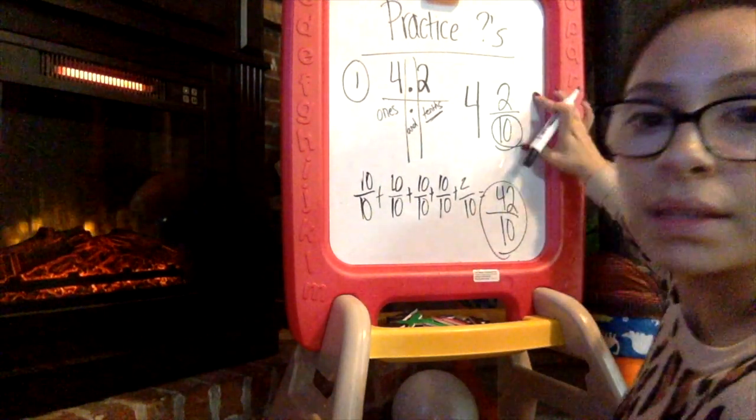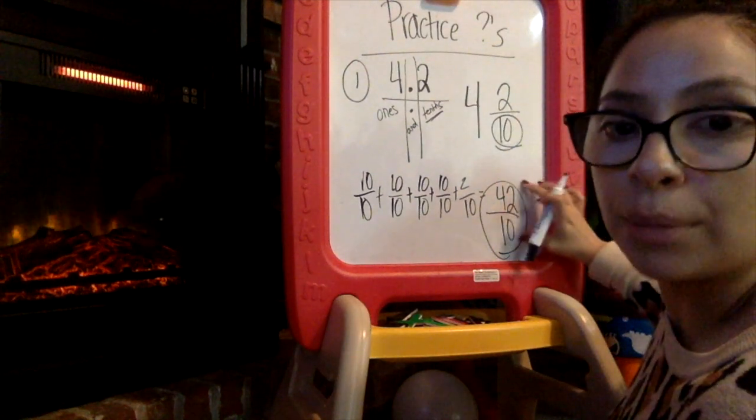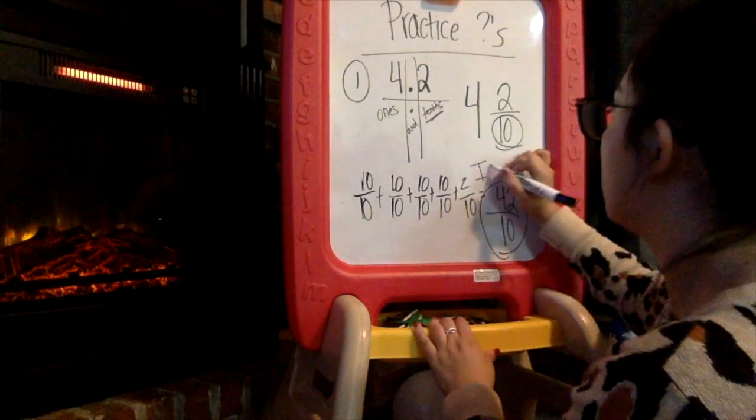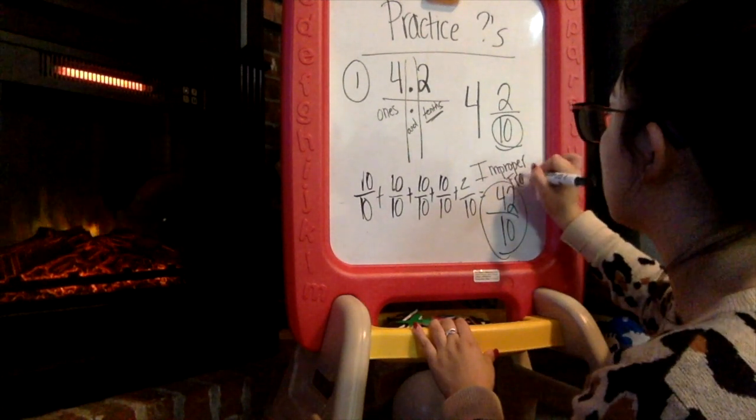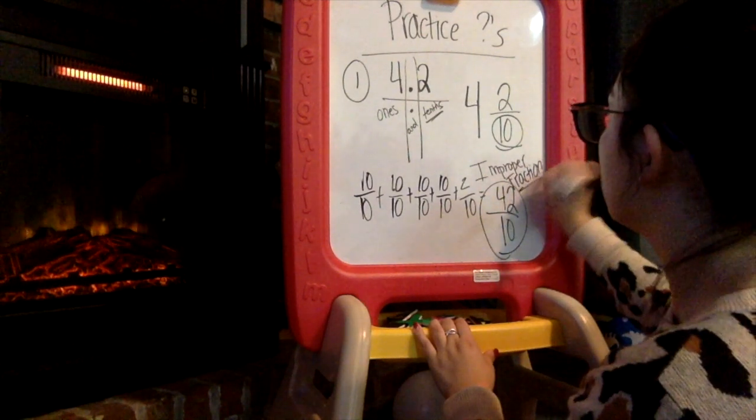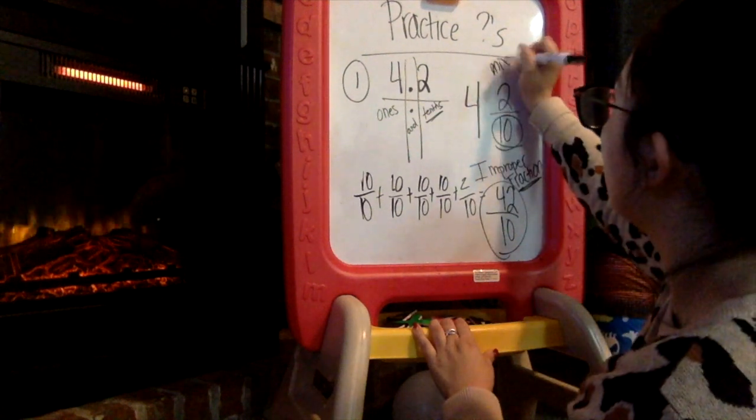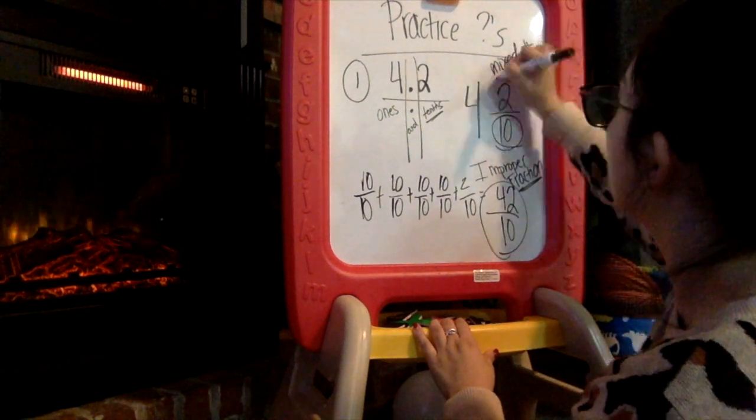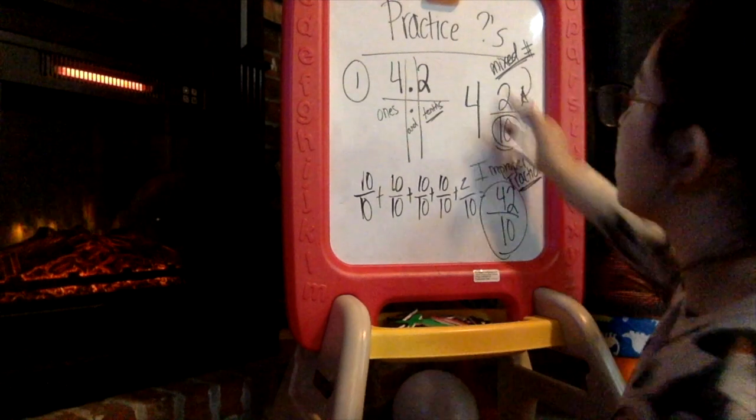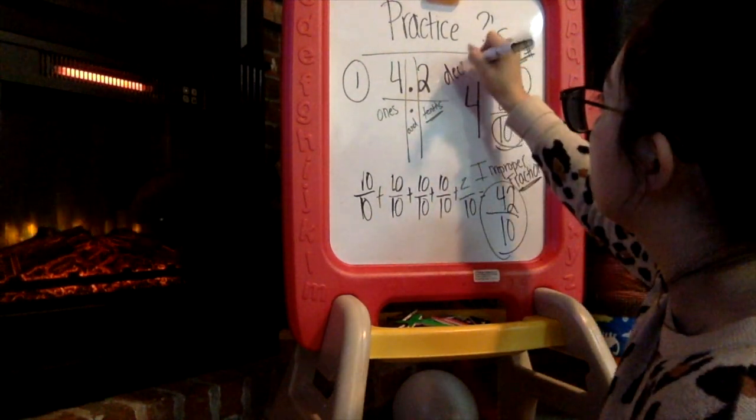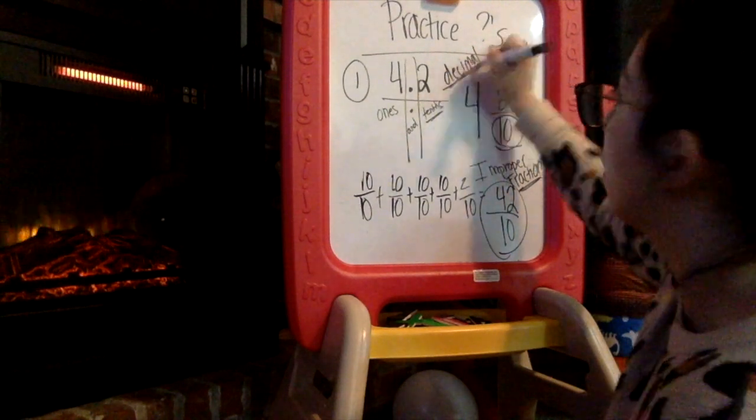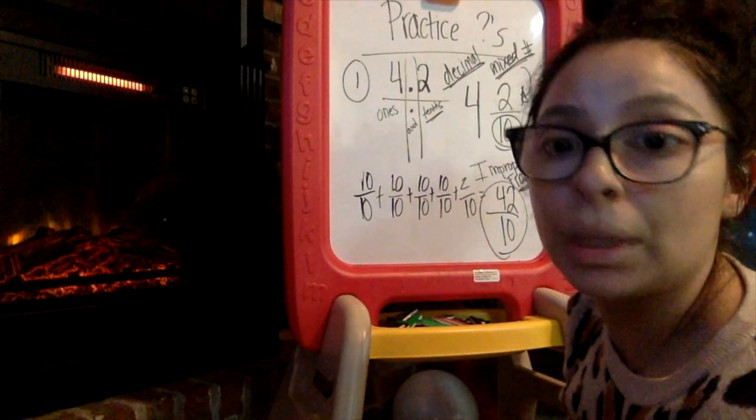So this is your mixed number. This is your improper fraction. So improper fraction is right here, and your mixed number is right here. And obviously this is your decimal. So we just need to make sure we know that.